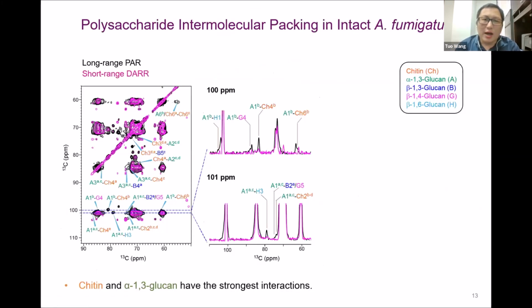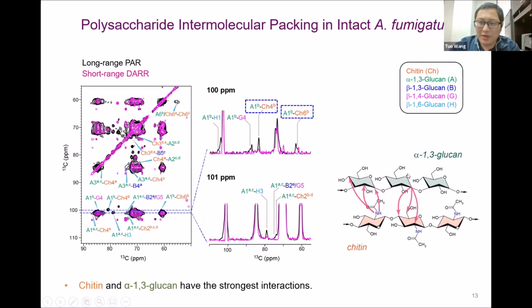So the key question is how those molecules pack in space to form the cell wall. And the overlay of the long-range PAR spectrum in black with the short-range DAR spectrum in magenta allows us to resolve tons of intermolecular cross peaks. And most of those cross peaks are between 2 molecules, alpha-1,3-glucan and chitin. For example, between alpha-1,3-glucan carbon-1 and chitin carbon-4 and carbon-6. So here is the alpha-1,3-glucan carbon-1, and that's the carbon-4 and the carbon-6 of chitin. So the data indicates that chitin and alpha-1,3-glucan tightly pack to form the structural core of the fungal cell wall.